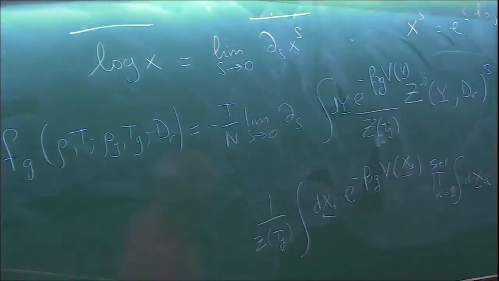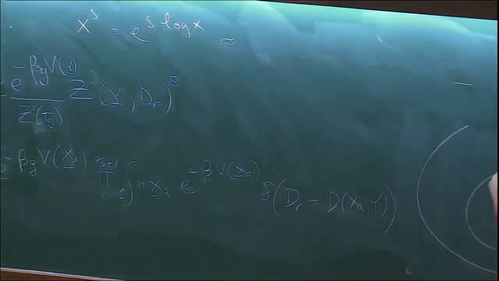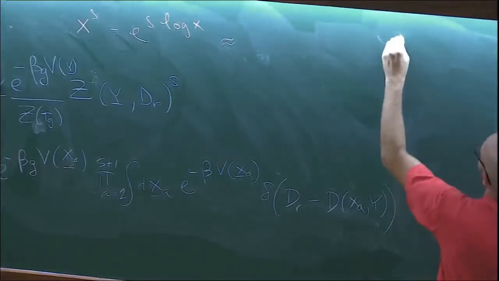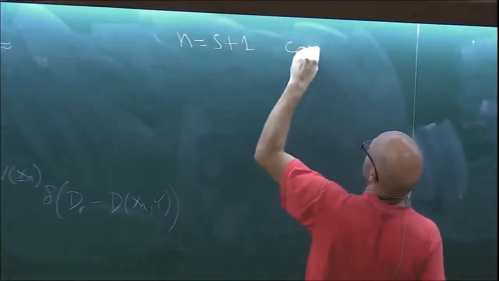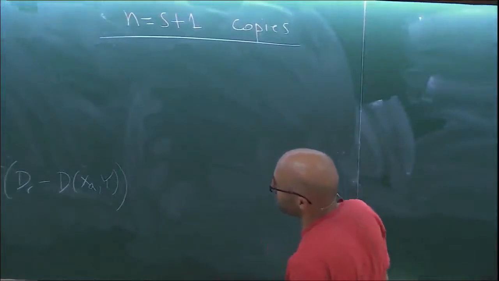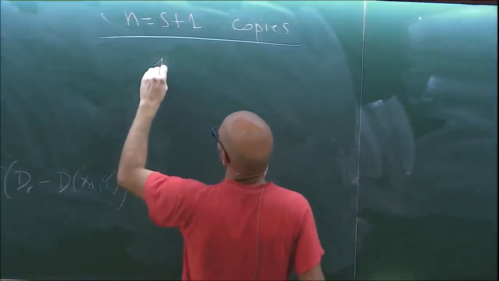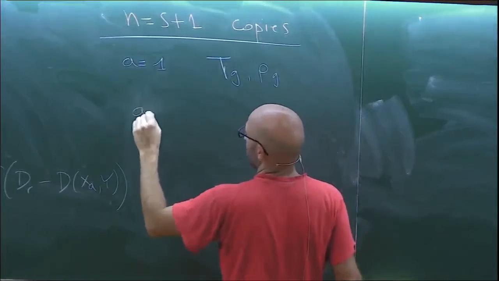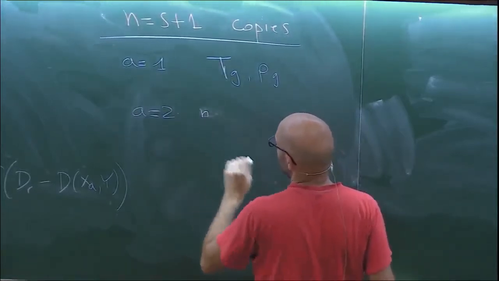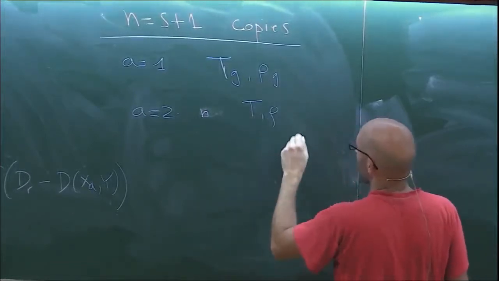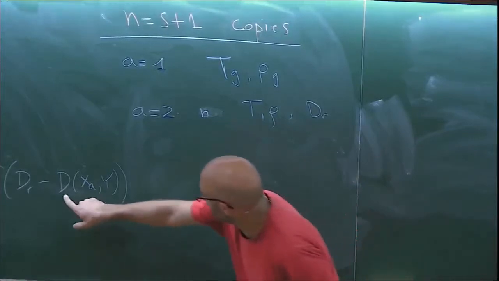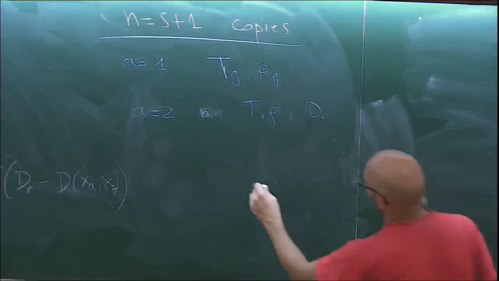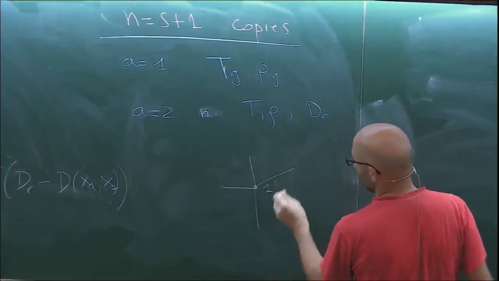So now, as you see, I have the partition function of s plus 1 systems, so I have n equal to s plus 1 copies. But the replica number 1 is special. The replica number 1 has temperature Tg and density rho g. And the replicas from 2 to n, which is s plus 1, have temperature T and density rho, and they are coupled. They have a constraint, a coupling to replica 1. So you can put replica 1 in the middle, and then you have a coupling to all the other replicas.